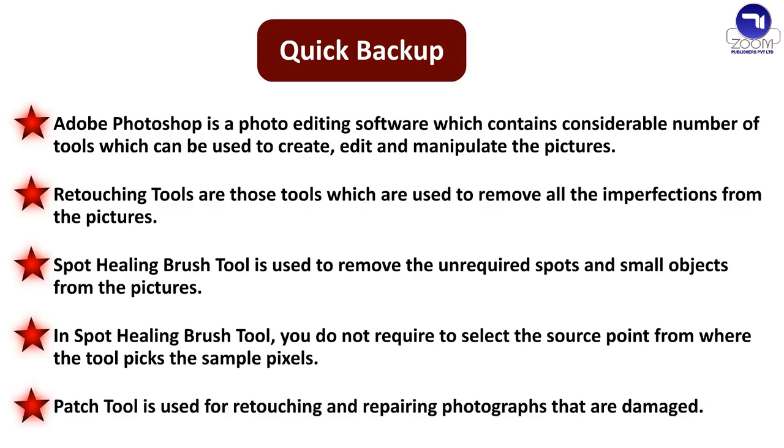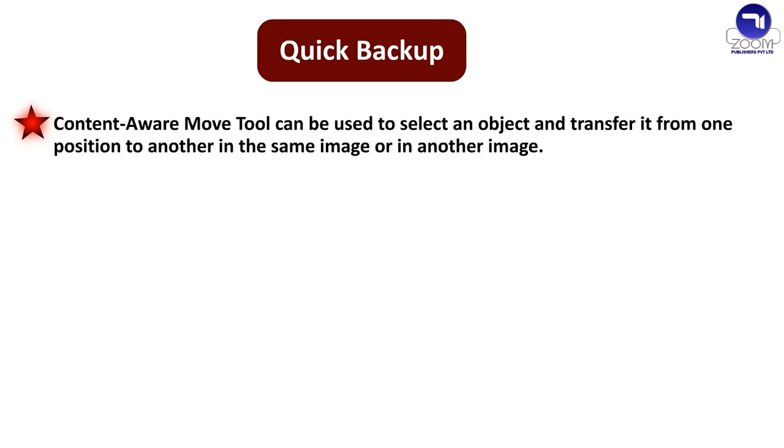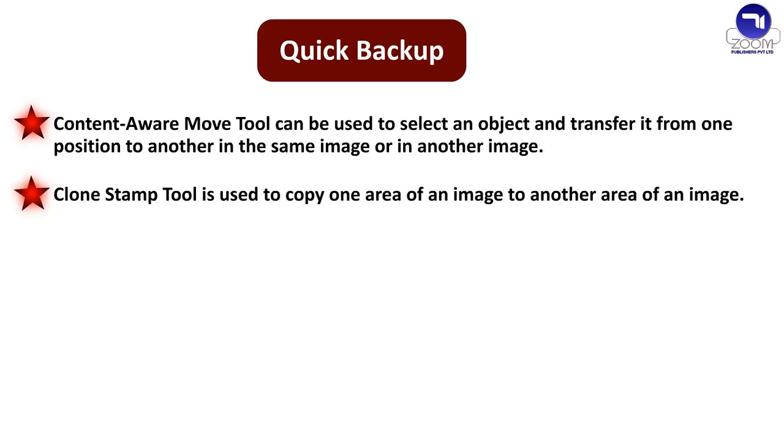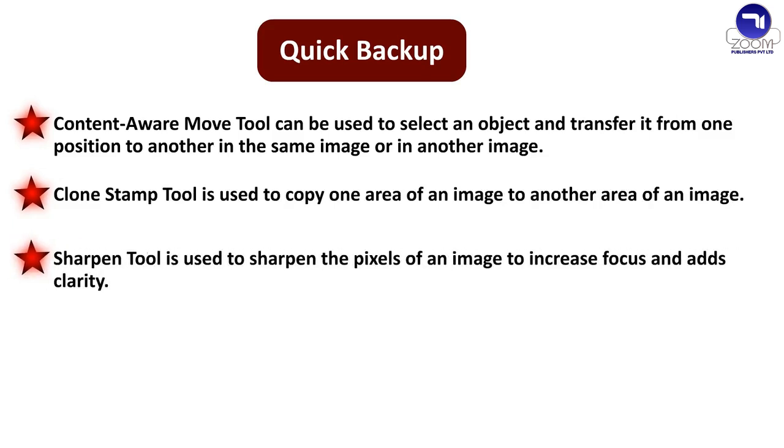Patch tool is used for retouching and repairing photographs that are damaged. Content-aware move tool can be used to select an object and transfer it from one position to another in the same image or in another image. Clone stamp tool is used to copy one area of an image to another area of an image. Sharpen tool is used to sharpen the pixels of an image to increase focus and adds clarity.